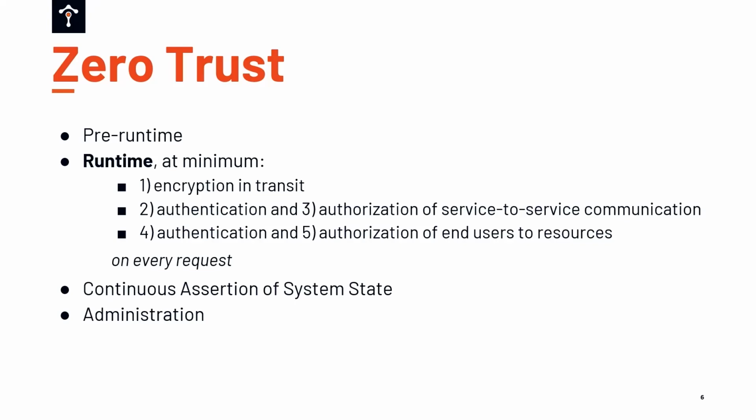Once it's actually running, at a minimum, I would argue that there are 5 checks that need to occur on every single request between every single set of applications in your system, not just at the front door, but all the way through your call graph. Those are: we need encryption in transit to provide message authenticity and eavesdropping protection. On top of that, we need to authenticate and authorize the applications that are communicating to each other, and we need to authenticate and authorize the end user that is in session, in transaction, and the resources that they are retrieving.